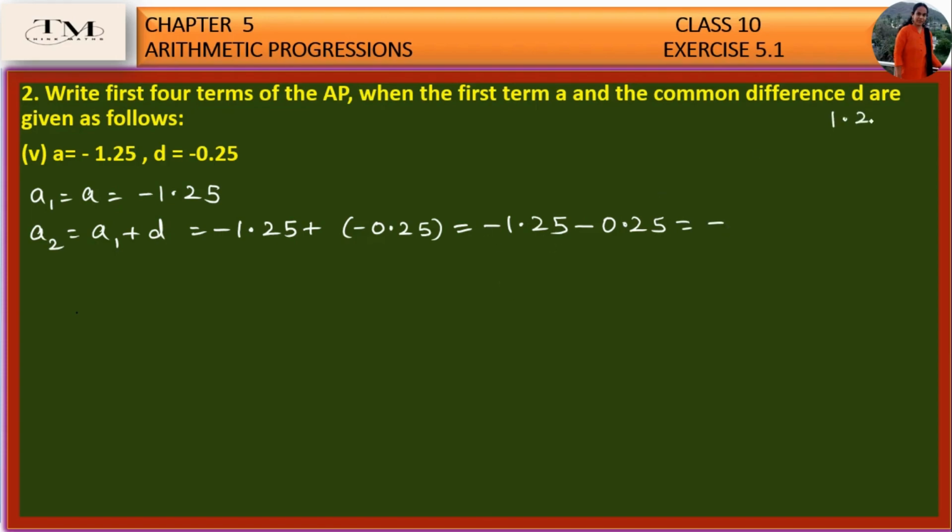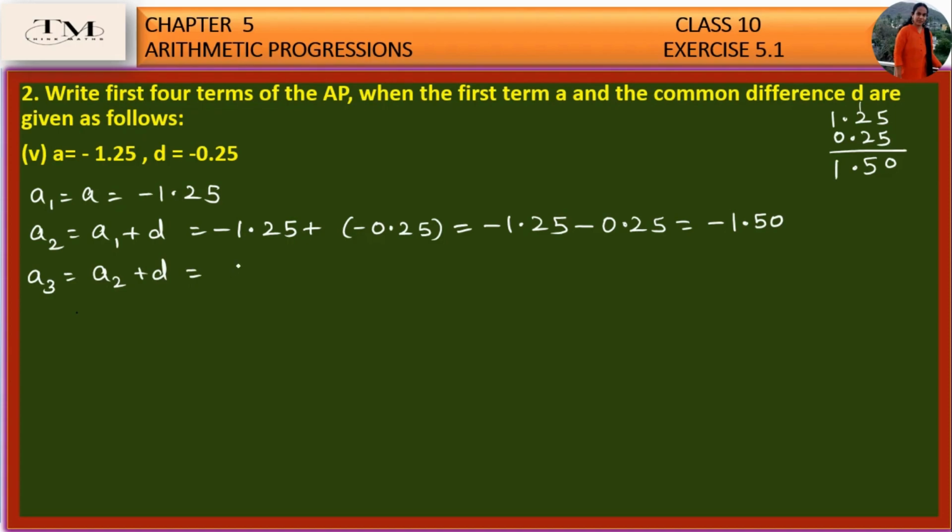So 1.25 plus 0.25. 5 plus 5, it is 10. 2 plus 2, 4. 4 plus 1, 5. 1 plus 0, 1. So it is negative 1.50. Next, A3. A3 is equal to A2 plus D.